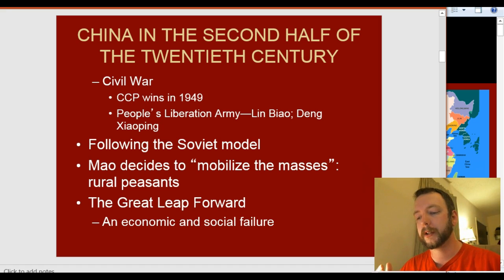They had originally followed the Soviet model. Initially, Mao Zedong, who was the leader of the Communist Party, had wanted to use the Soviet economic model, which would mean collective farming and this command economy of industrialization. So that's the model that they went with, but it doesn't work super well in China for the first couple of years.